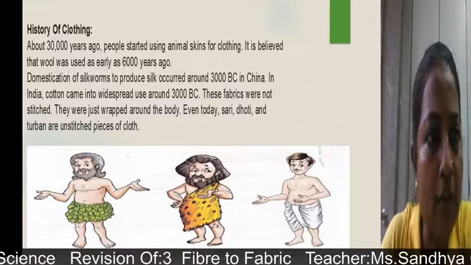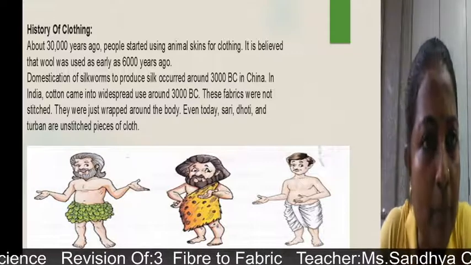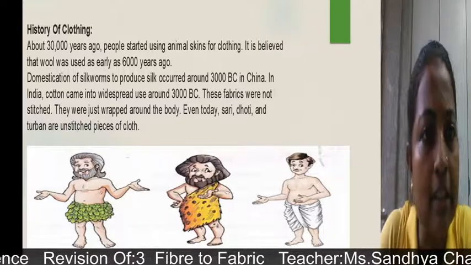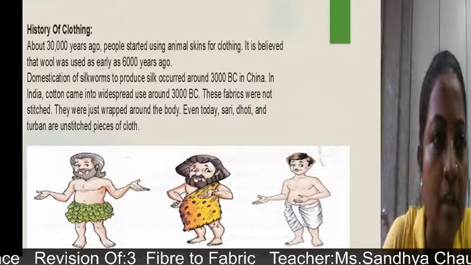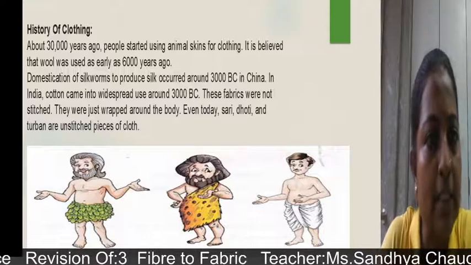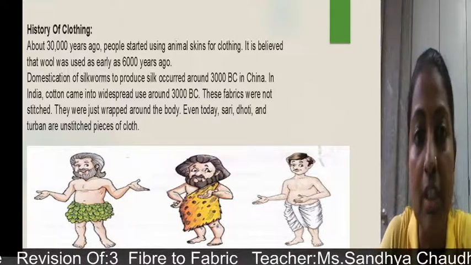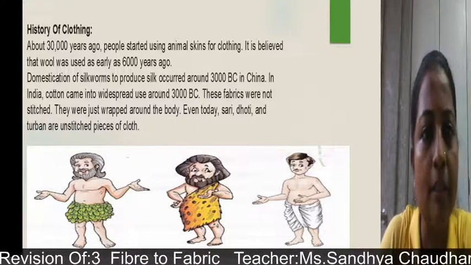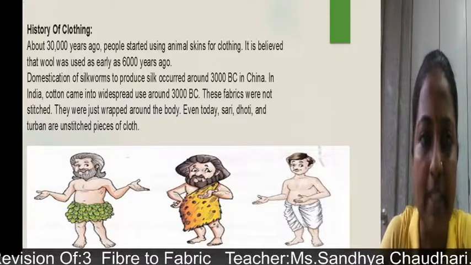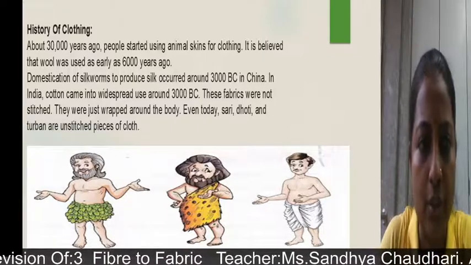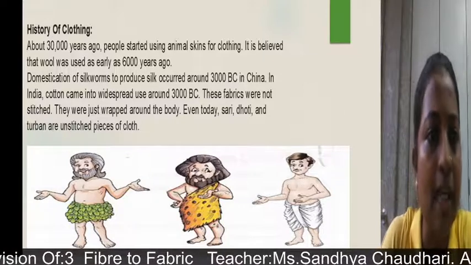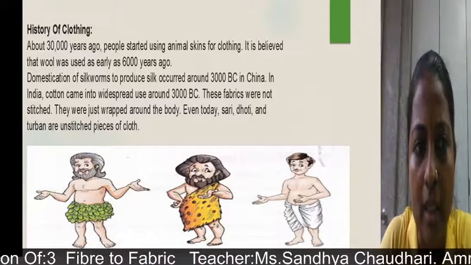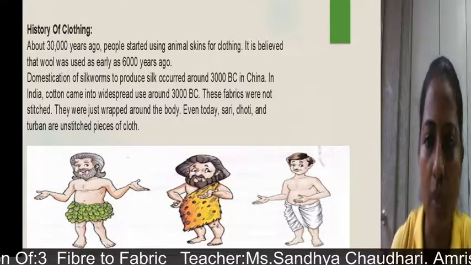After that we will see history of clothing. About 30,000 years ago, people started using animal skins for clothing. It is believed that wool was used as early as 6,000 years ago. Domestication of silkworms to produce silk occurred around 3000 BC in China. In India, cotton came into widespread use around 3000 BC. These fabrics were not stitched. Unstitched fabrics were there, and they were just wrapped around the body. Even today, sari, dhoti, dupatta, turban are unstitched pieces of cloth.